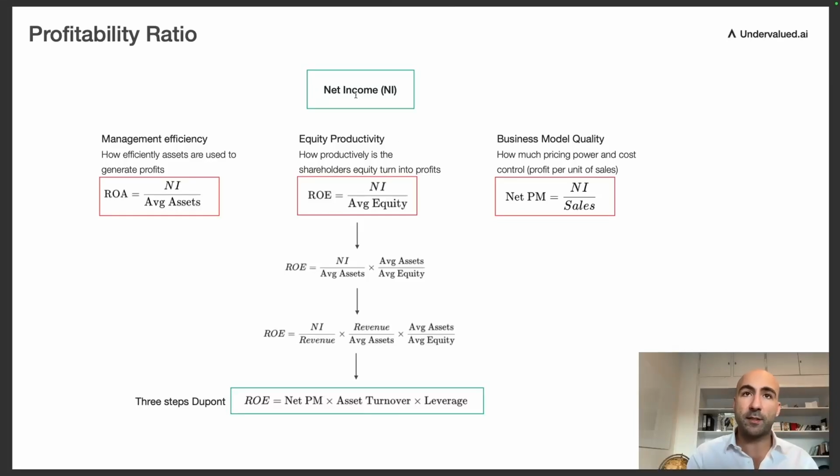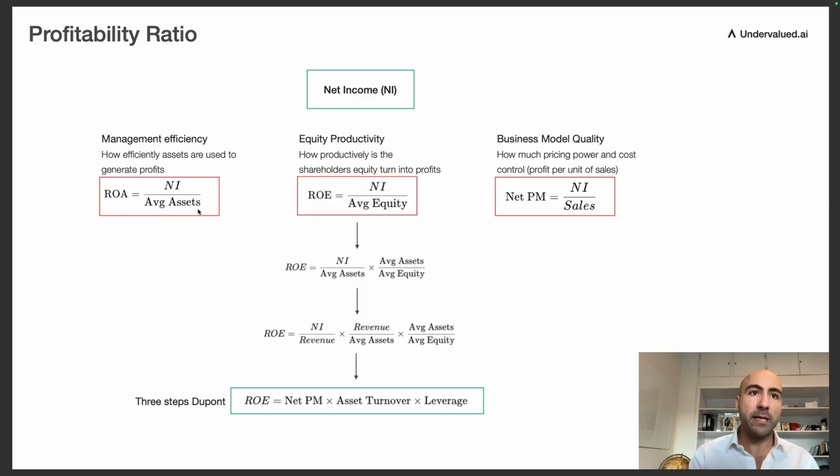As you can see, they all start with the net income, and that's why it's in the profitability section. And I like to see them as stories, a story of efficiency, of leverage, of quality. So if we start with the return on asset, the return on asset is really the story of how the management have used the assets that it controls to generate profit.